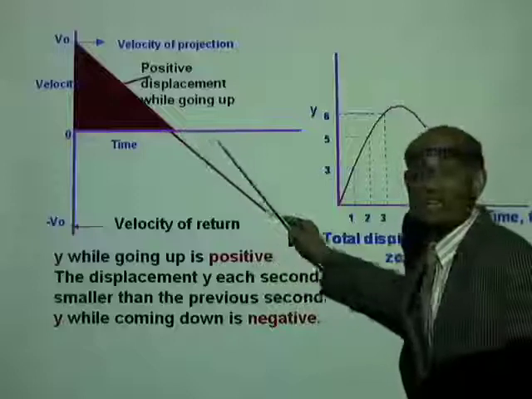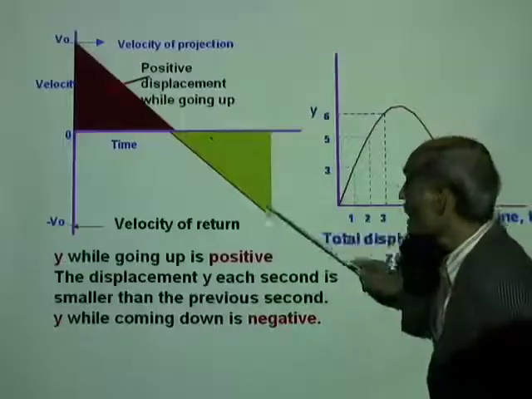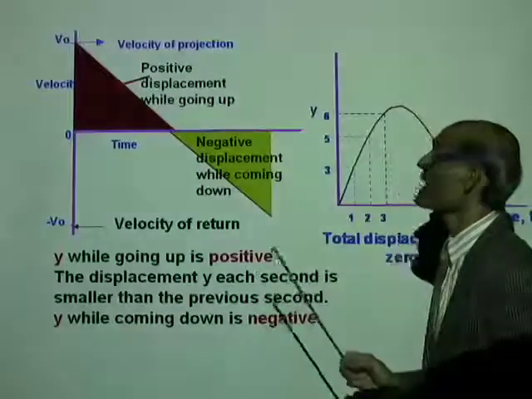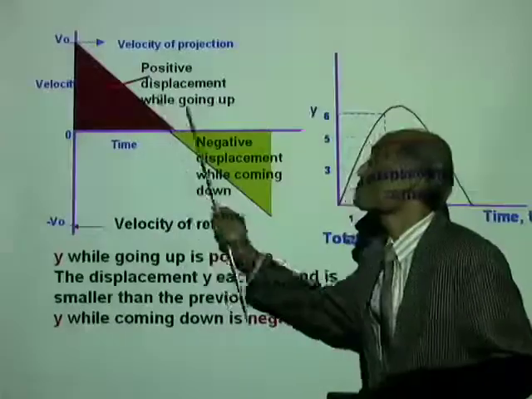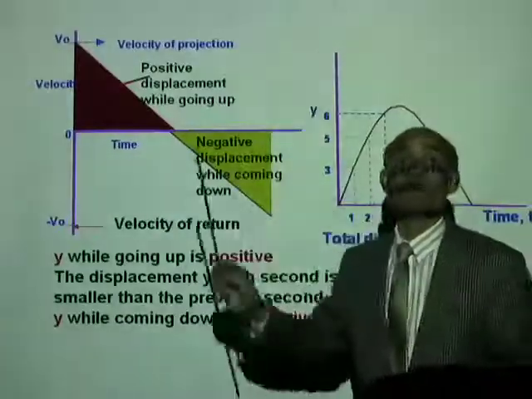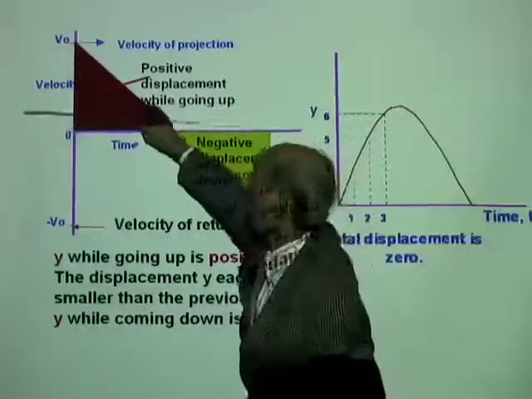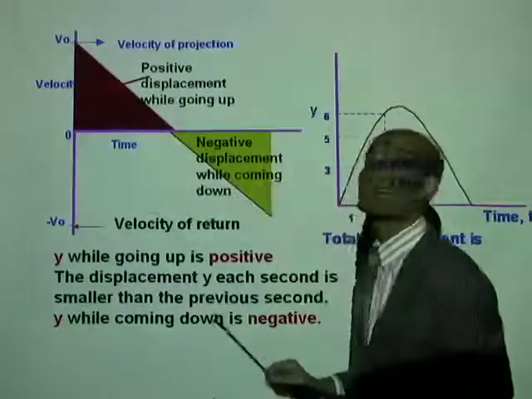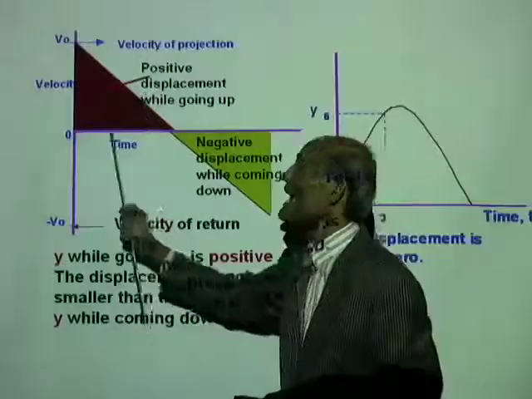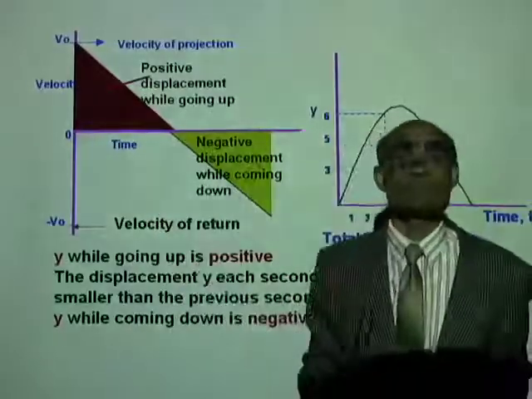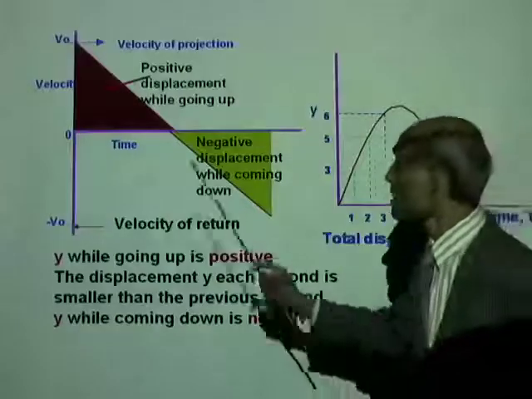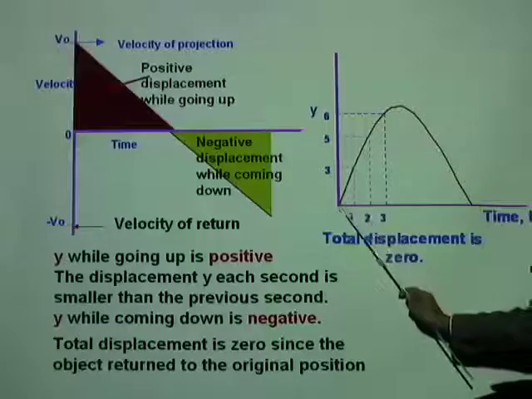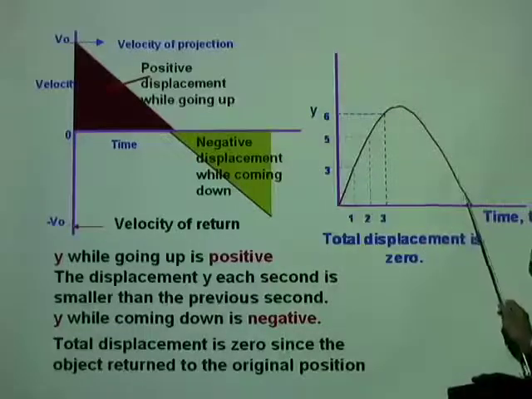Down is negative, so the displacement while coming down is negative. Now this is the negative displacement while coming down. What is the total displacement for the whole journey? You can see an area above the x-axis is positive, the area below the x-axis is negative. That means if you add these two, what do you get? Zero. So the total displacement is zero in this case. You can see the total displacement is zero.